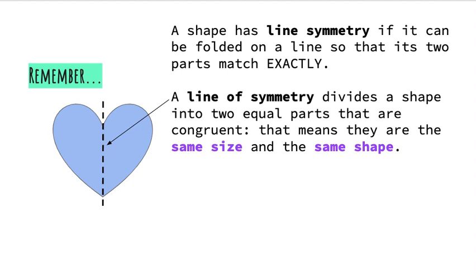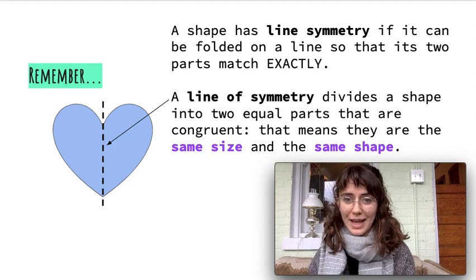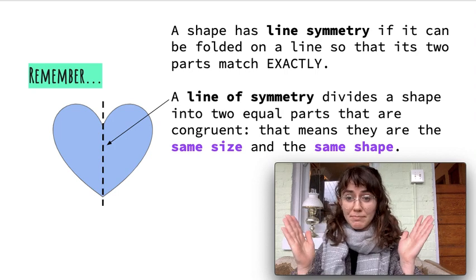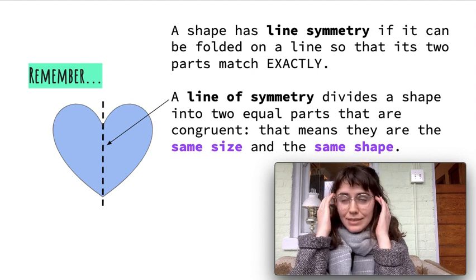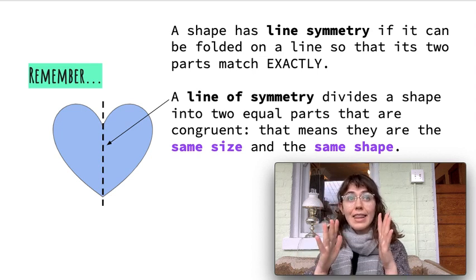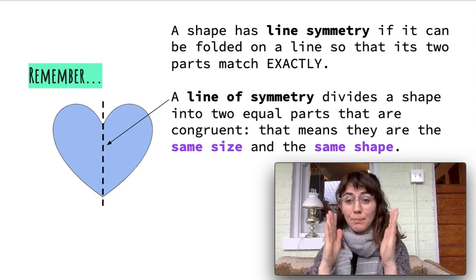So let's move back into thinking about symmetry. First, you want to remember that a shape has line symmetry if it can be folded on a line so that its 2 parts match up exactly. And in your online work, I saw a lot of you say on your exit ticket on Wednesday that it had to match up perfectly.